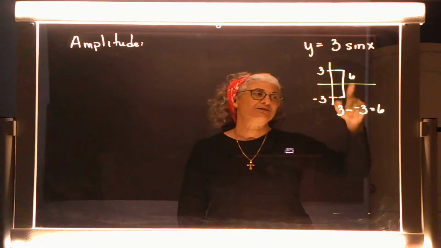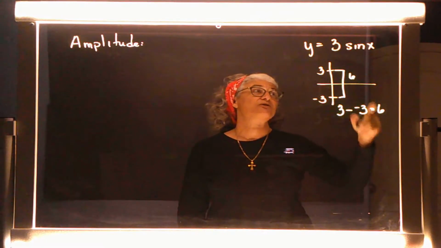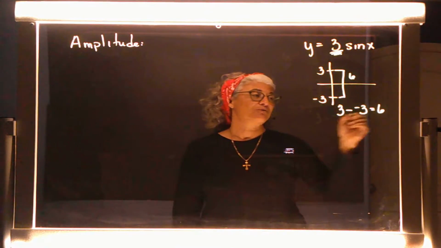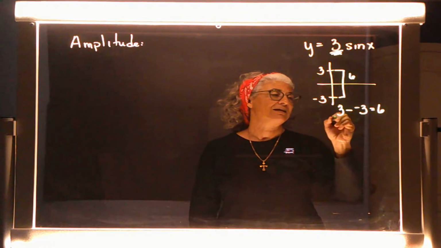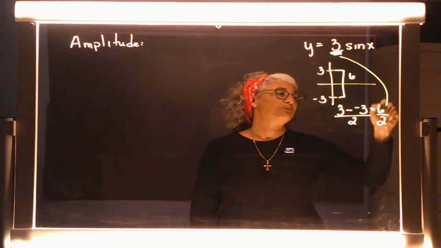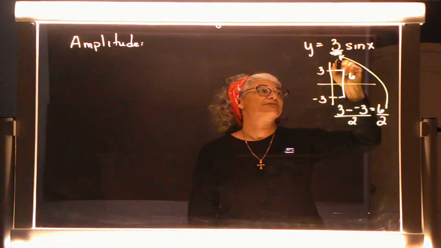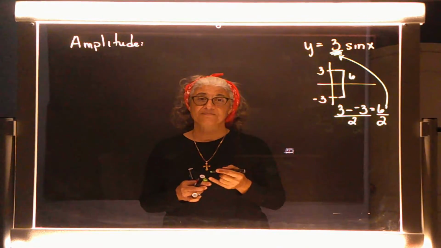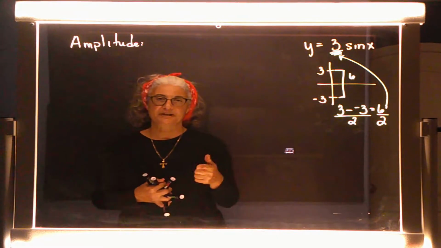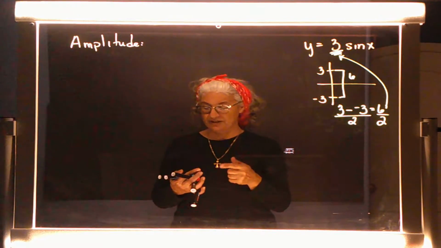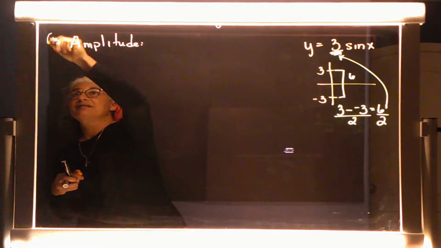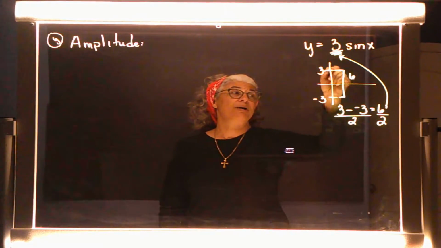Now this distance between the two numbers is twice as large as this 3, isn't it? So if I took this distance and I divided it by 2, wouldn't I get this amplitude of 3 that's in the front? Yes, I would. Now, as a reminder, amplitude deals with the y's, doesn't it? Because the amplitude talks about the range, doesn't it?